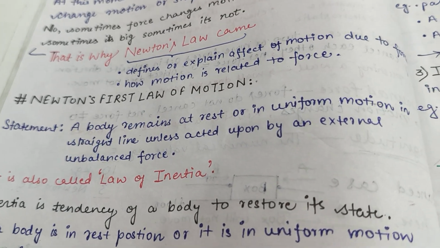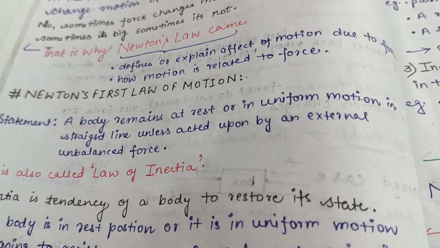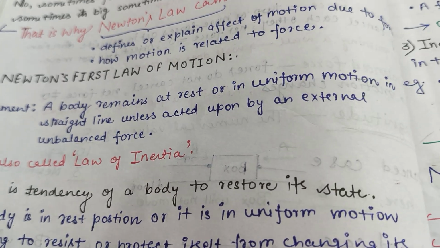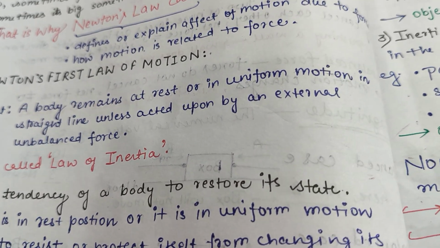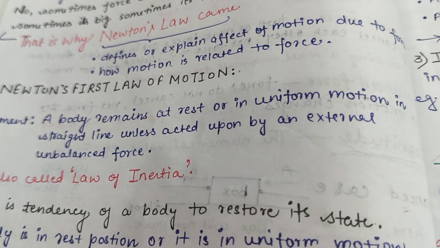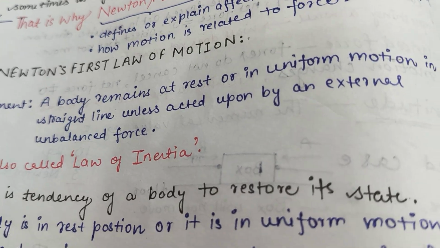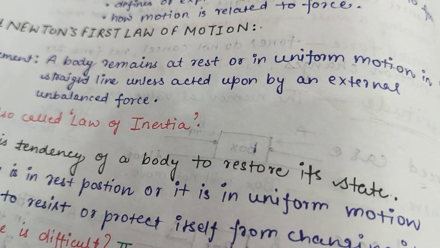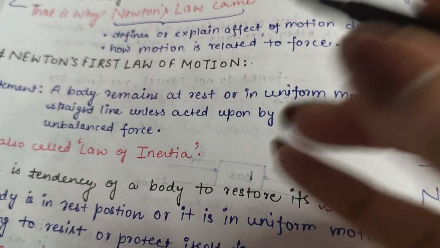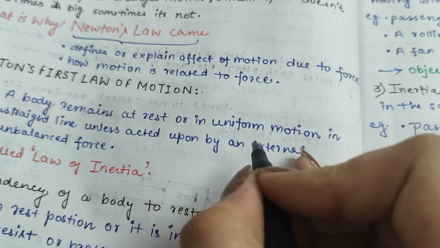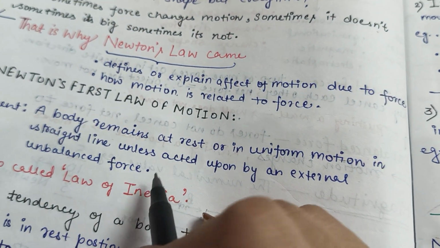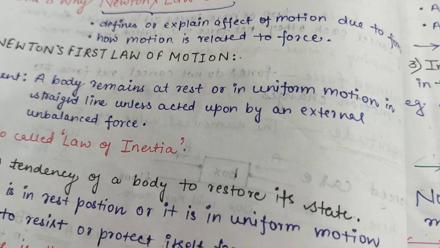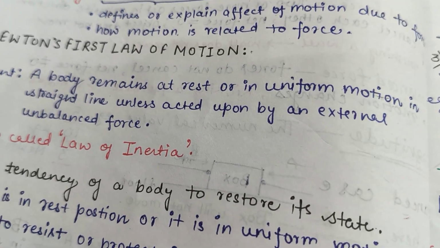So in this case, they will continue their motion. We are considering the two cases, and the cases will continue. If it is at rest, it will be at rest. If it is in uniform motion, it will be in uniform motion, unless acted upon by an external unbalanced force. Now, it's important to mention external and second, unbalanced force. Their situation will be changed only when an external unbalanced force acts, which means the magnitude of one of the forces should be greater than the other one.